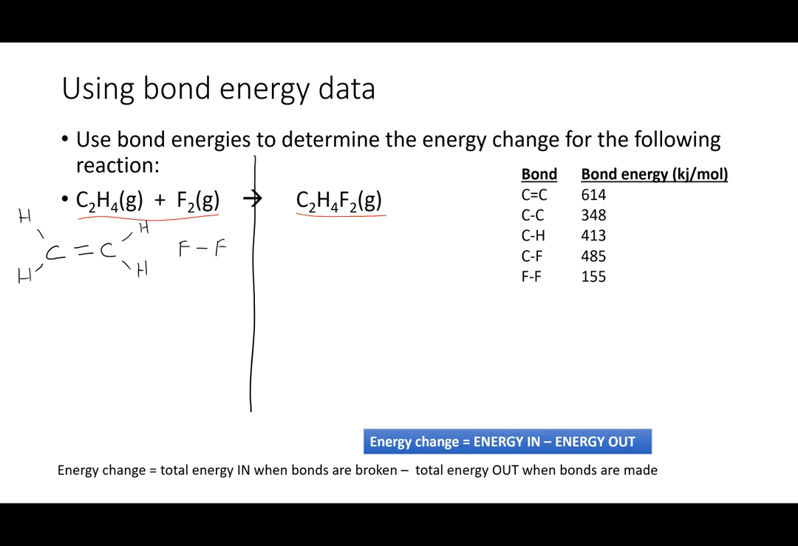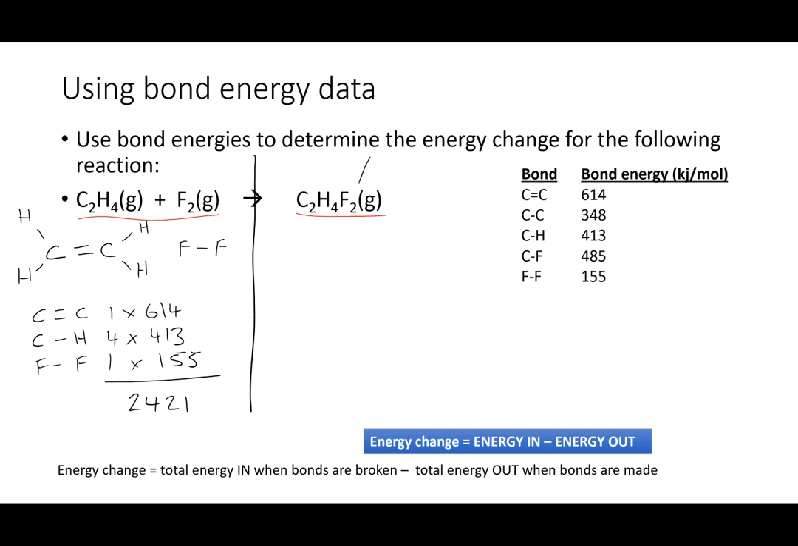So I can see I've got one carbon double bond, so that's 1 times 614. I've got 4 C-H bonds, so that'd be 4 times 413, and I've got 1 F-F bond, so that's 1 times 155. We total those up, and that gives us a value of 2,421.